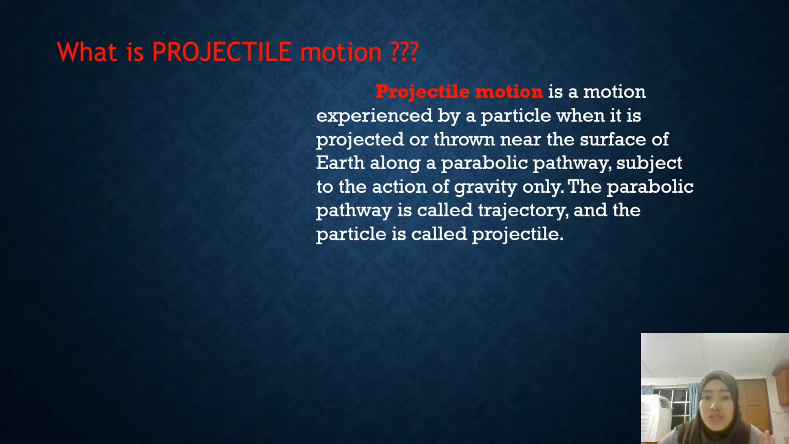First things first, what is projectile motion? Projectile motion is a motion experienced by a particle when it is projected or thrown near the surface of Earth along a parabolic pathway, subjected to the action of gravity only. The parabolic pathway is called the trajectory and the particle is called the projectile. The constant acceleration due to gravity in projectile motion is 9.81 meters per second squared.